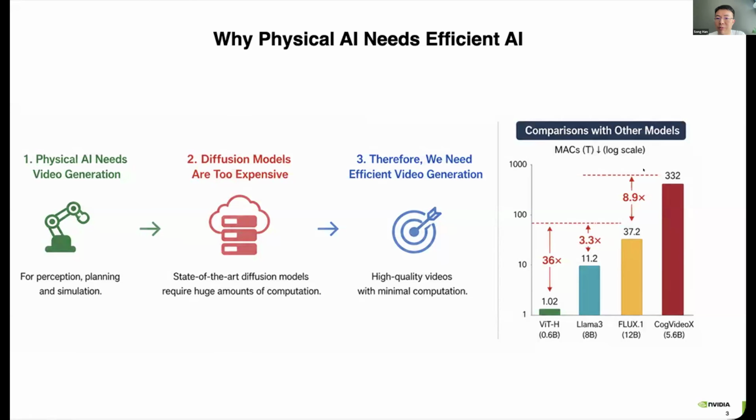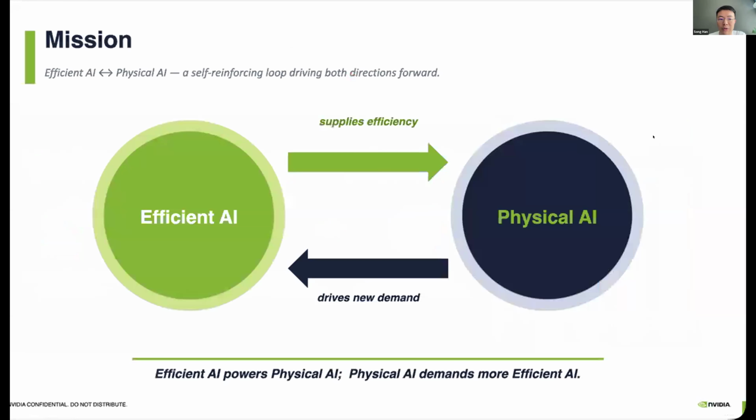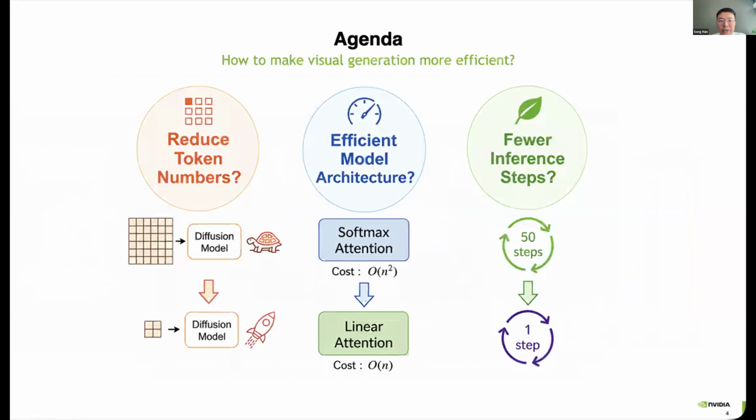So recently we've been working on the combination of physical AI and efficient AI, where efficient AI provides more efficiency for physical AI, and physical AI drives new demand for efficient AI. So this is the agenda for today's talk. How do we make visual generations more efficient? Because visual generation is the major part of the recent video world foundation models, world action models.